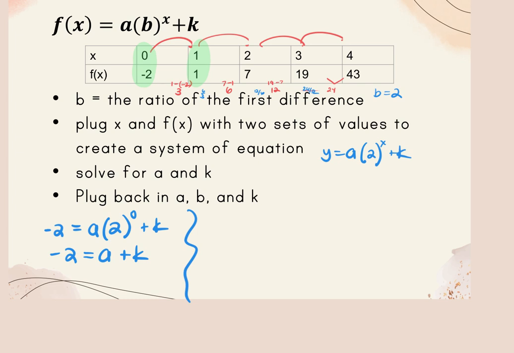Then I'm going to repeat that process with my second coordinate point. So 1 equals A times 2 to the first plus K. And 1 equals 2A plus K. With me so far? Now I literally have a system of equations. 2 equations with 2 variables. You get to choose how you set this up. You can either set it up as elimination or addition, where your A's and your K's are in line and you combine them. Or you can set it up as substitution.